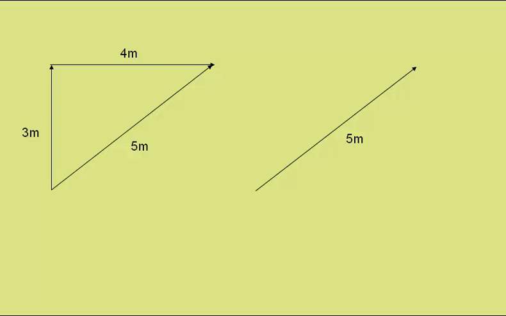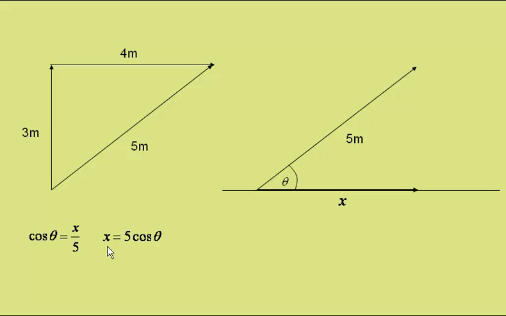meter vector. To find the vector in the horizontal direction, I've put a baseline here. We'd be given this angle theta generally in the question, and we want to find the horizontal vector x. We know that cosine of theta will be adjacent over hypotenuse, which in this case is x over 5, and so x, rearranging the equation, is equal to 5 cos theta.